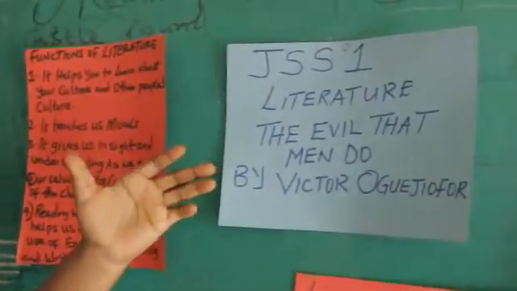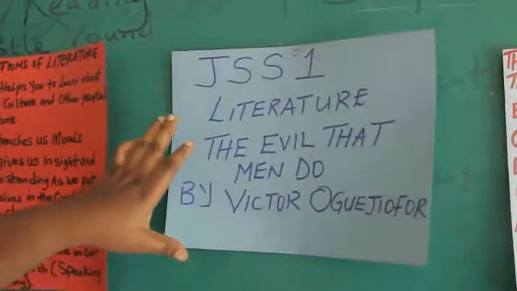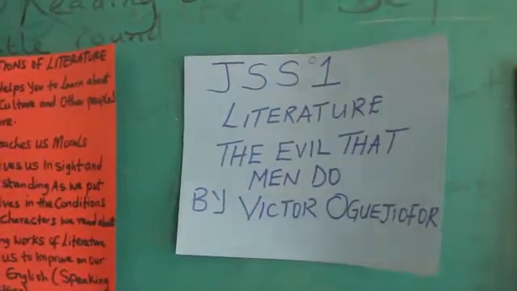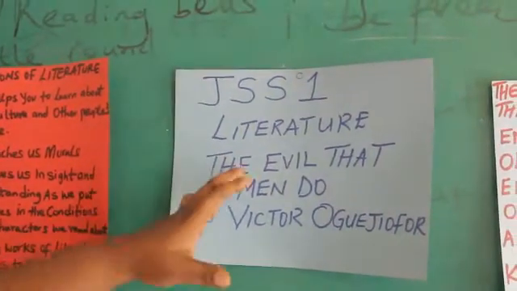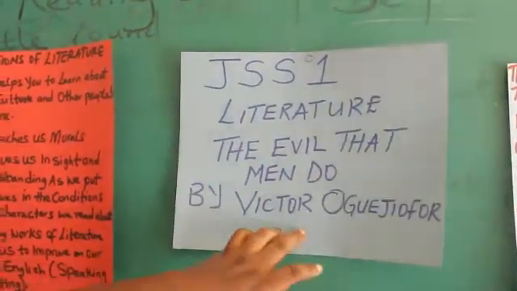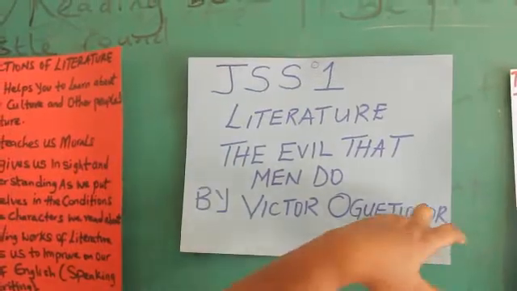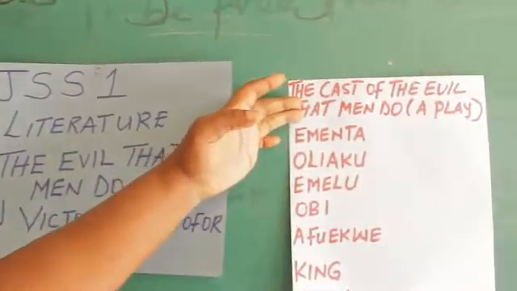Alright, I want to explain to you a brief summary of the book that all those of us in JS1, in Junior Secondary School 1, are supposed to use. We have The Evil That Men Do by Victor Ogwejofor. Now we have the cast, people who took part in the play.